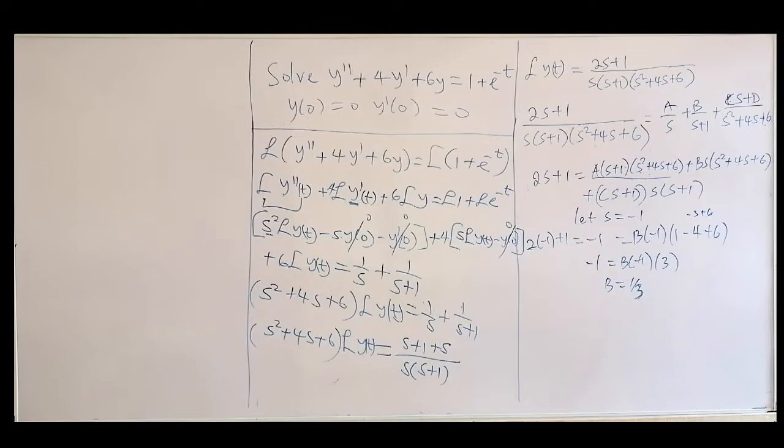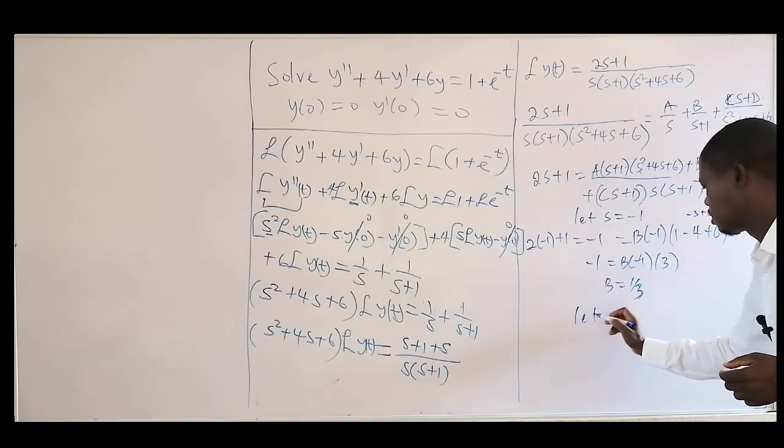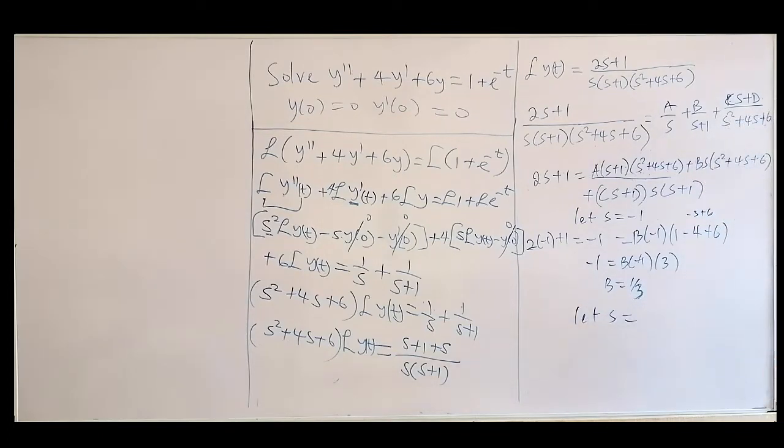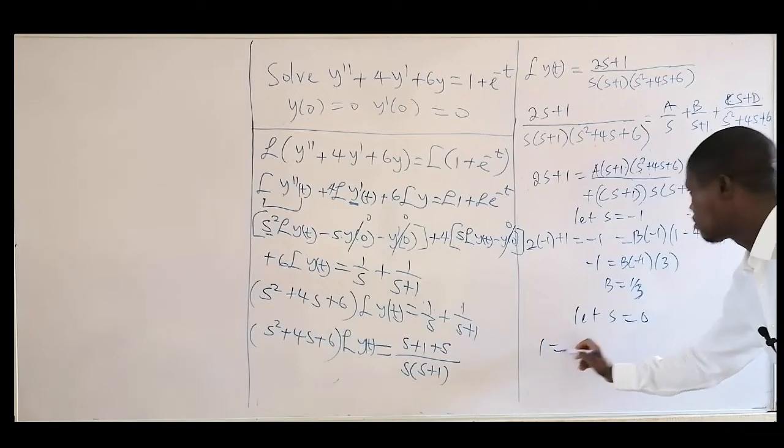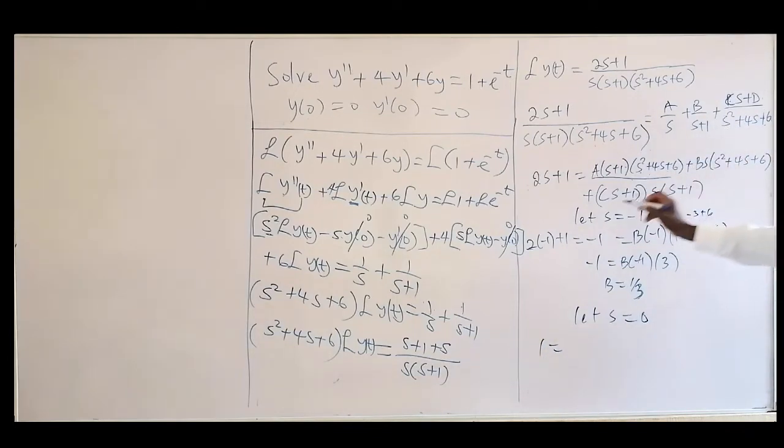Let's get the other constants. So let x be equal to, what can we substitute again? Let's pick x equal to 0 here. So we have 1 here. If x equal to 0, this expression here will cancel out. This one will cancel out. Then we can get a.